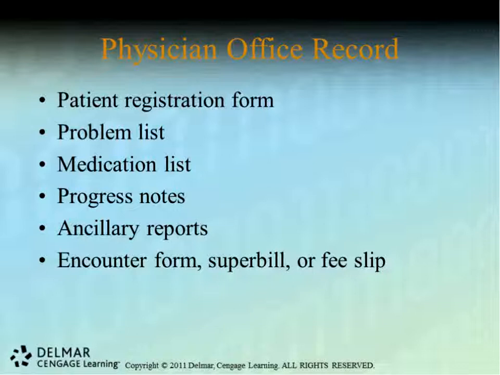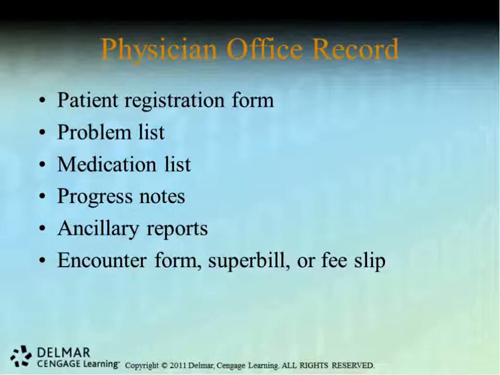It also contains a patient registration form. It has a problem list. We talked about the problem list before. They also have a medication list. They'll have progress notes, and they also have ancillary reports. Ancillary reports mean the same thing we discussed in our hospital inpatient as well as hospital outpatient. That means your lab, your x-ray, radiology, and those types of reports.